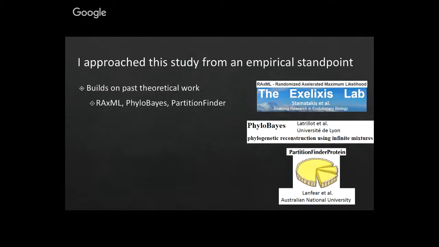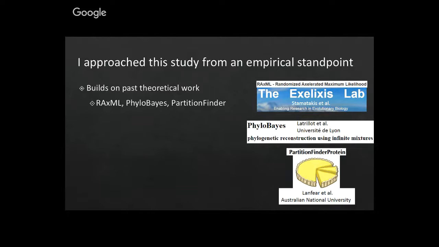The Stamatakis group, of course, developed RAxML, which I'm sure most people are very familiar with. It's one of the most widely used phylogenetics programs that's out there. Nicolas Lartillot, who's going to be talking for the next PhyloSeminar, developed PhyloBayes and the CAT models, and I'll be talking a lot about that today. So, thanks to him for all that theoretical development.